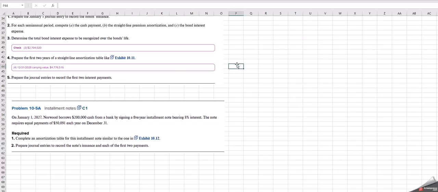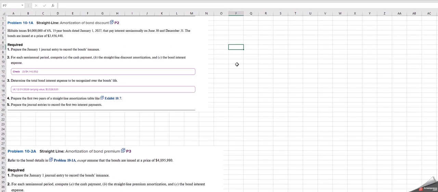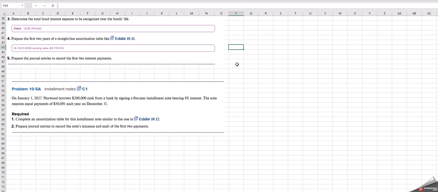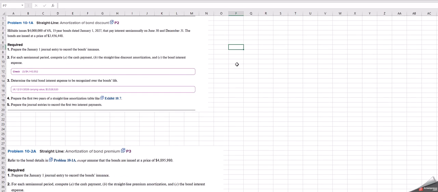Okay, then our last chapter, we deal with our bonds. So we have amortizing the bond discount, and then amortizing the bond premium, and then the installment loan. So again, we'll put in our headers here to do our journal entries.